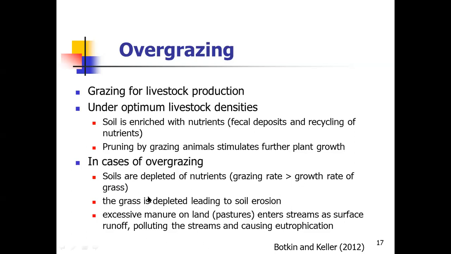And if the soil is being depleted of nutrients, the grass is not going to come up as fast as it's being grazed upon. And once the grass is depleted, the soil is loose. And once it's loose, it will get carried away into the streams when you have precipitation or wind action. So excessive manure on this land will enter the streams as surface runoff. It will pollute the streams and cause eutrophication.